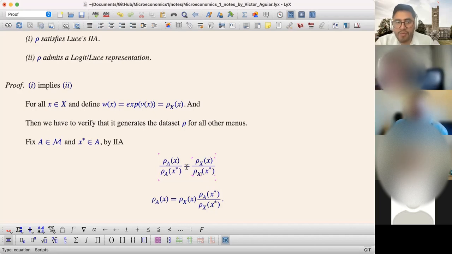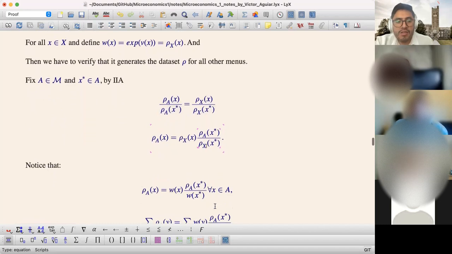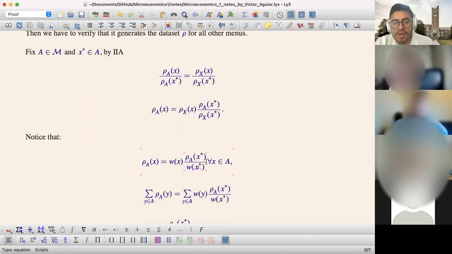Now rearranging terms with positive probability, I get the probability of x in A is equal to the probability of x in X times the probability of x star in A divided by the probability of x star in X. Now notice that these two terms with the X are just Wx and Wx star by definition. Remember that in the grand set X, I equated this to Wx, which is the exponential of the mean utility. Do you agree? So I make this substitution and then I obtain the probability of x star in A.